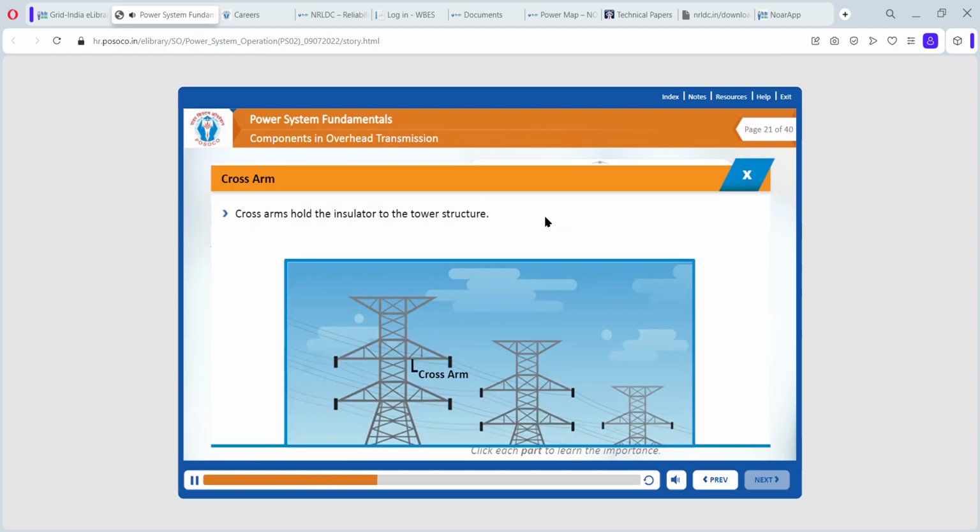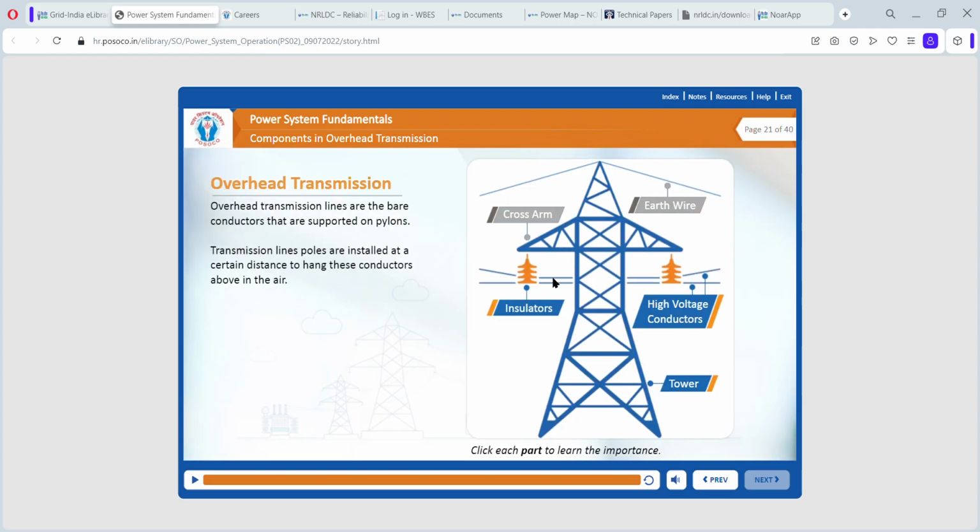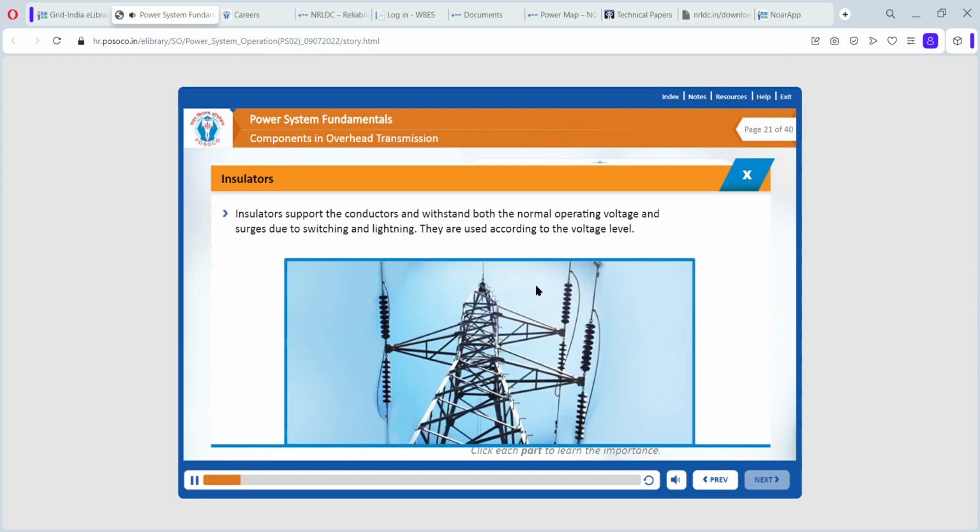Cross arms hold the insulator to the tower structure. Insulators support the conductors and withstand both the normal operating voltage and surges due to switching and lightning. They are used according to the voltage level.